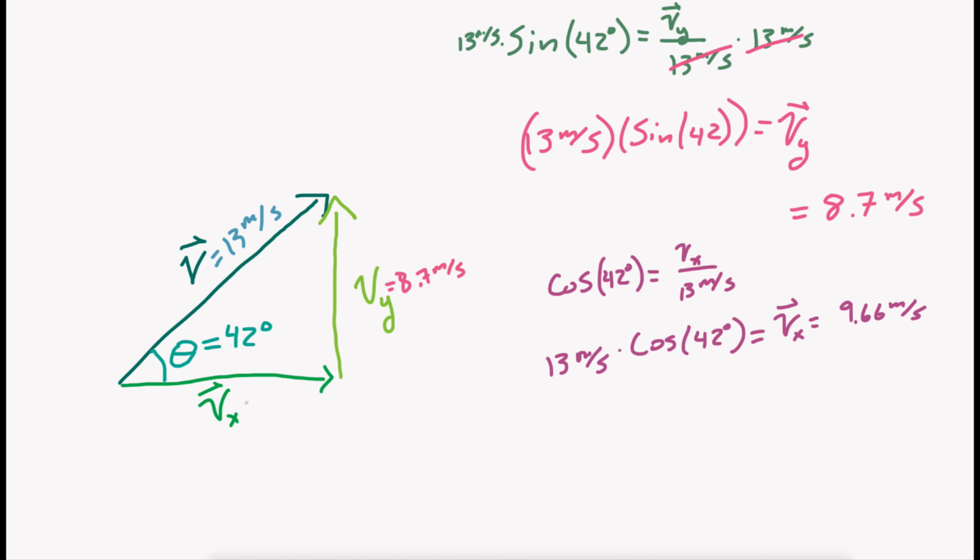So we know that this is 9.66 meters per second, and that's everything. That allows us to then add other vectors if we want, but this allows you to find the specific values of the component vectors in the x and y.